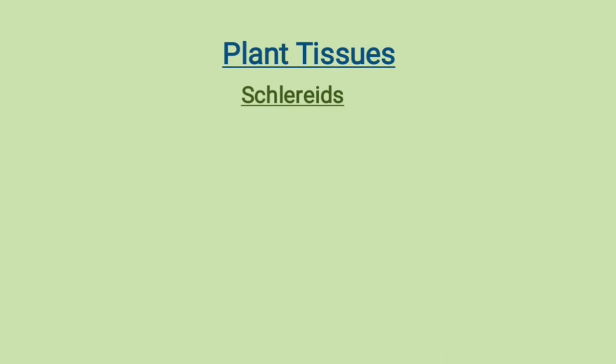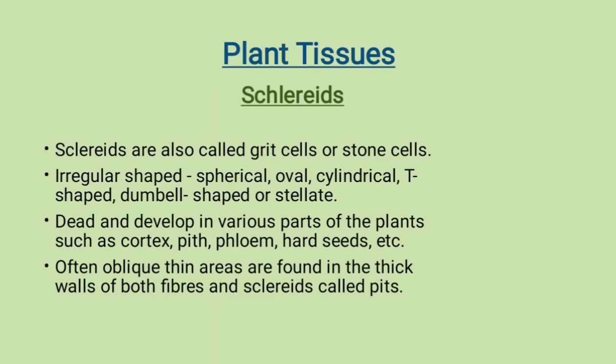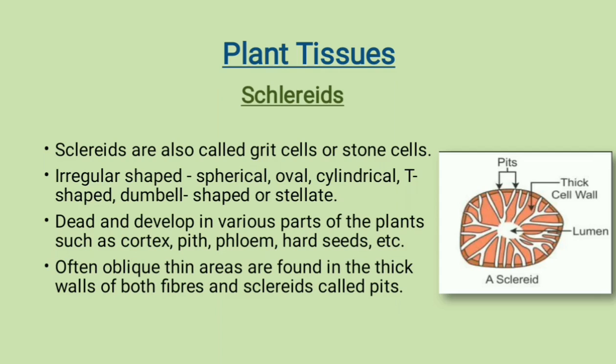The second type of sclerenchymatous tissue is sclereids. They are also called grit cells or stone cells. They are found in so many shapes. They can be spherical, oval, cylindrical, T-shaped in structure or dumbbell shaped. There are so many shapes in which sclereids can be found. These tissues are dead and develop in various parts of the plants such as cortex, pith, phloem, hard seeds, etc. Wherever you are finding the hard covering of a plant, you can say that this is a sclerenchymatous tissue.